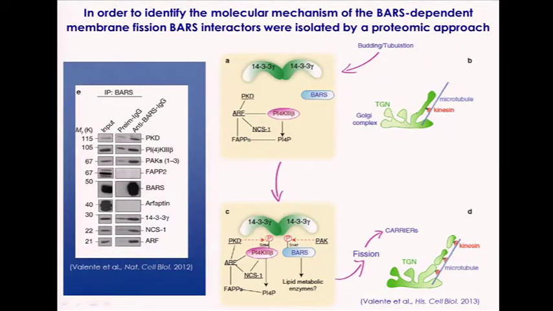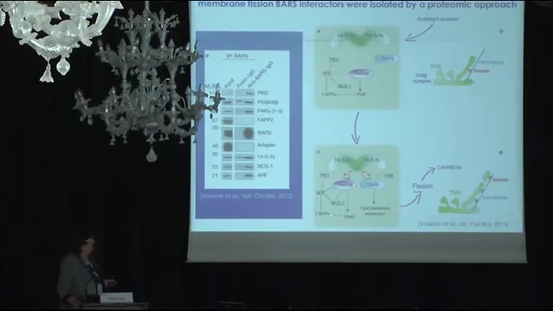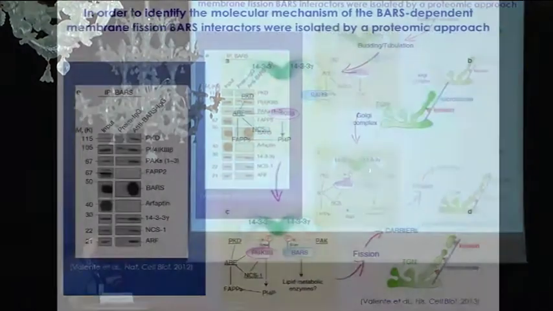14-3-3s are known to be adaptor proteins, so our guess was that also at the Golgi level, this protein could play the adaptor function. And this is indeed what we discovered. Basically, what is formed at specific sites of the Golgi complex is a tripartite complex formed by a 14-3-3 gamma dimer that binds PI4 kinase and BARS.